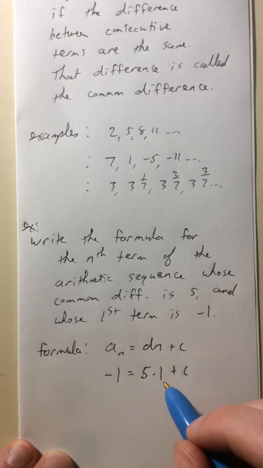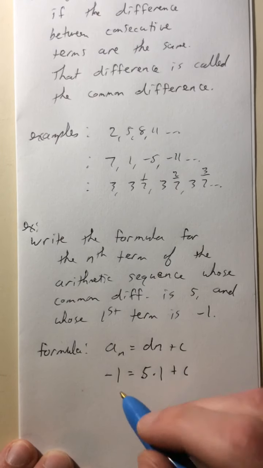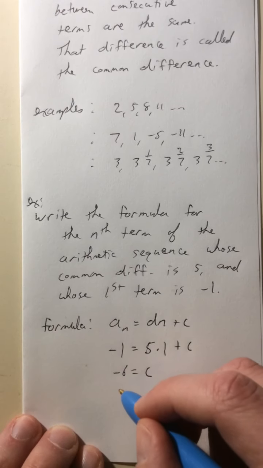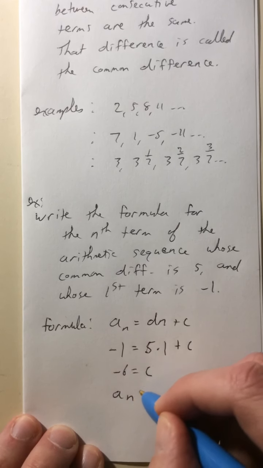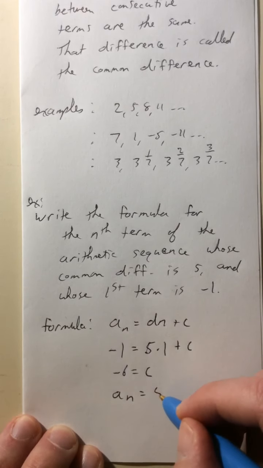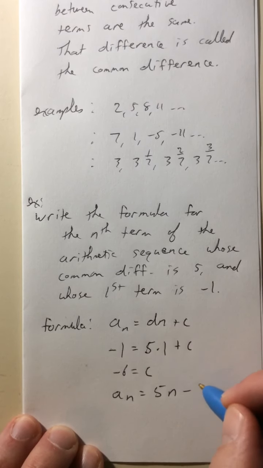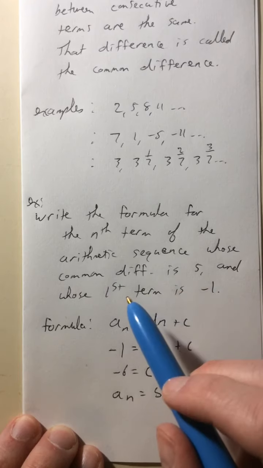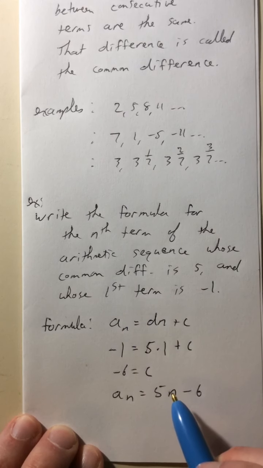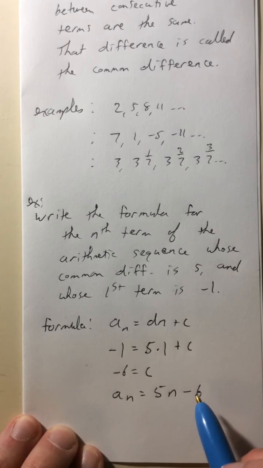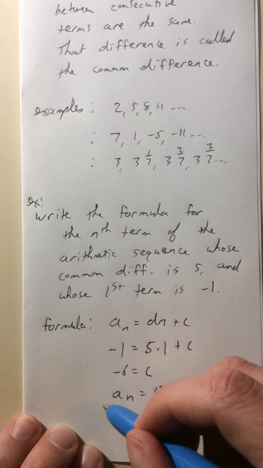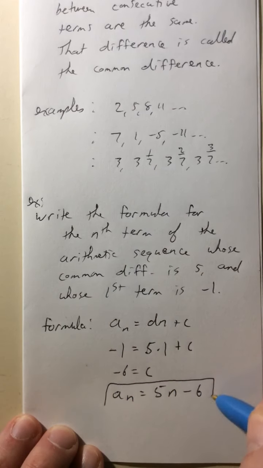So 5 times 1 is obviously 5. Subtract 5 over here, so c must be negative 6. And so the formula for our nth term is 5n minus 6. And let's just check that for our very first term here, see if that works. So if we plug in 1 as our index, the number of our term, 5 times 1 is 5, minus 6, negative 1, boom, there it is. This is our correct answer.